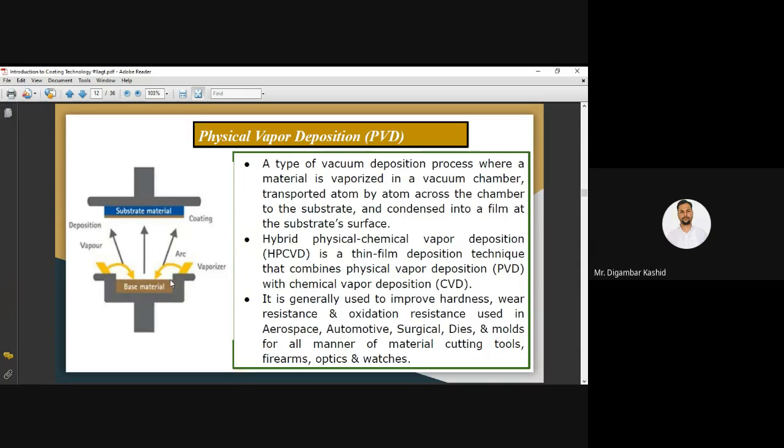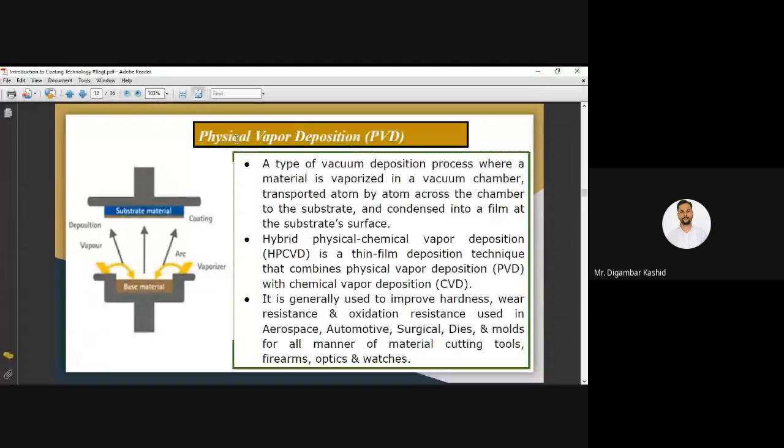As I was saying, base material means the material which we want to deposit on this substrate material. This total process we have to carry out in the vacuum, because physical vapor deposition is one type of vacuum deposition process, and vacuum deposition is one of the techniques of coating technology. In surface engineering we have coating, and in that coating we have this vacuum deposition process. From vacuum deposition we have CVD and PVD, and I'm talking about PVD.